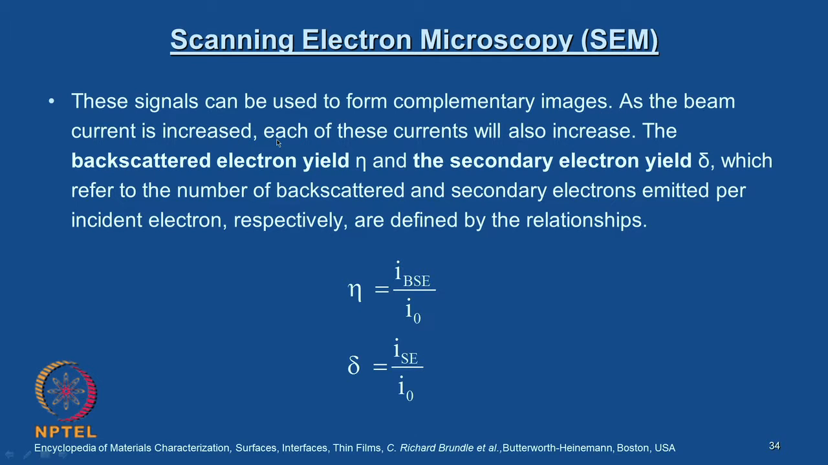As the beam current is increased, each of these currents will also increase. The backscattered electron yield eta and the secondary electron yield delta, which refer to the number of backscattered and secondary electrons emitted per incident electron, respectively, are defined by the relationship where eta is equal to I_BSE, that is the backscattered electron current, divided by I naught. Similarly, the secondary electron yield delta is I_SE divided by I naught.